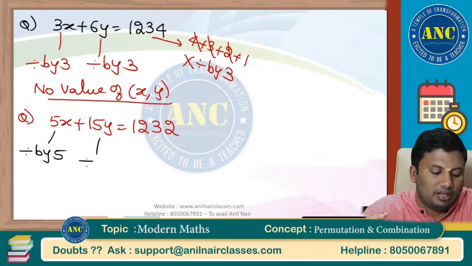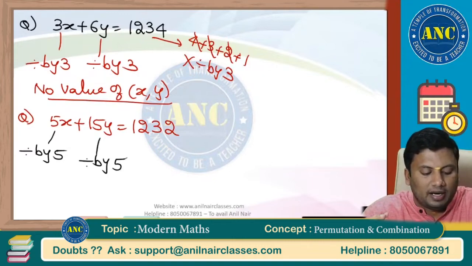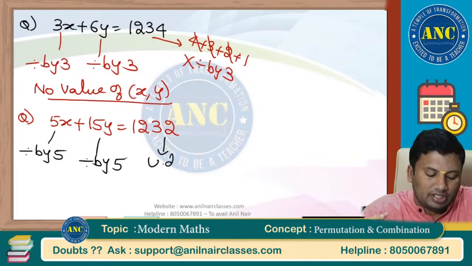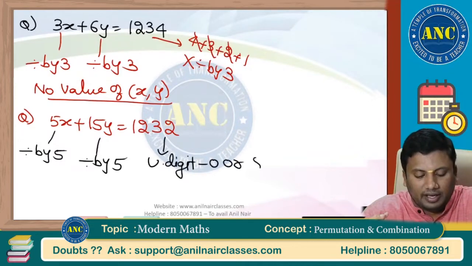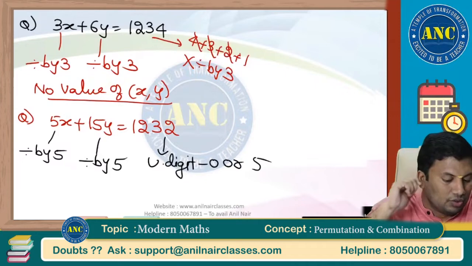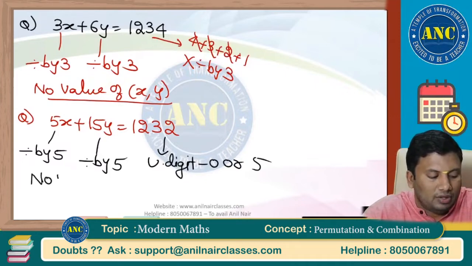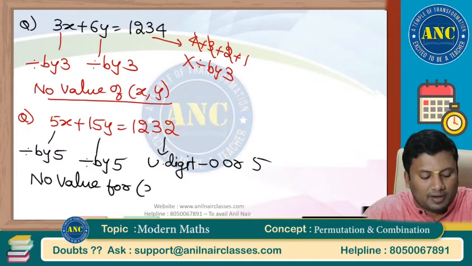15 is also divisible by 5. Any number divisible by 5, the unit digit should be 0 or 5. But the unit digit is 2. Answer: no value for x, y exists.